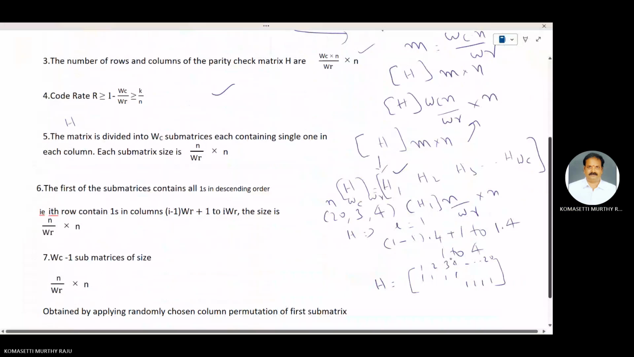In that fashion, I have to represent the ones in the original H matrix. This is the first row, this one is the second row. The ith row contains ones in columns; for the first row, from 1 to 4 columns only the ones are represented. The remaining are zeros. The size is N by WR cross N, that means N is 20 by WR is 4, that is 5 cross 20. This is the submatrix size, 5 cross 20.